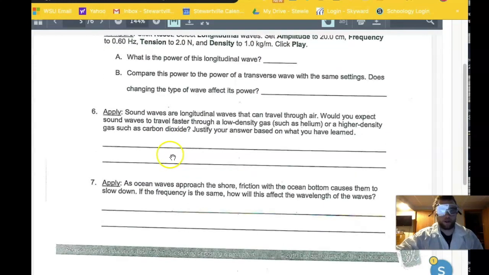And the last 2 questions you need to answer for activity B are 6 and 7. Sound waves are longitudinal waves that can travel through air. Would you expect sound waves to travel faster through a low density gas, such as helium, or a higher density gas, such as carbon dioxide? Justify your answer based on what you have learned. So looking back at our table from number 4 or number 2, you need to tell me whether you think sound waves are going to travel faster through a low density gas or a high density gas.